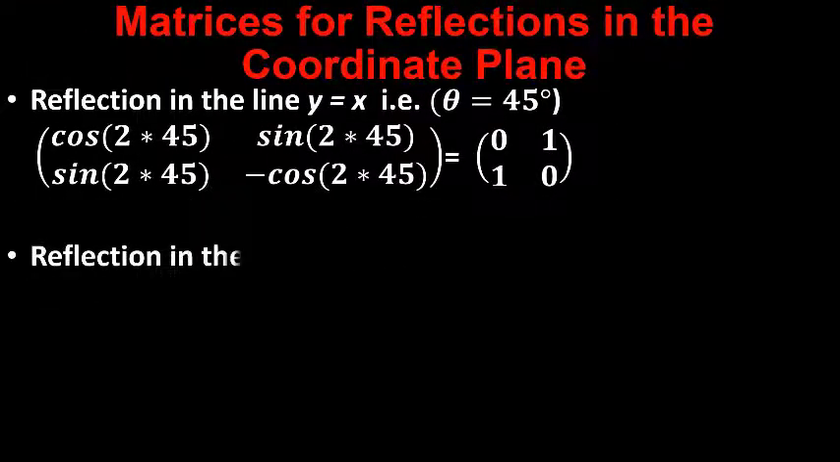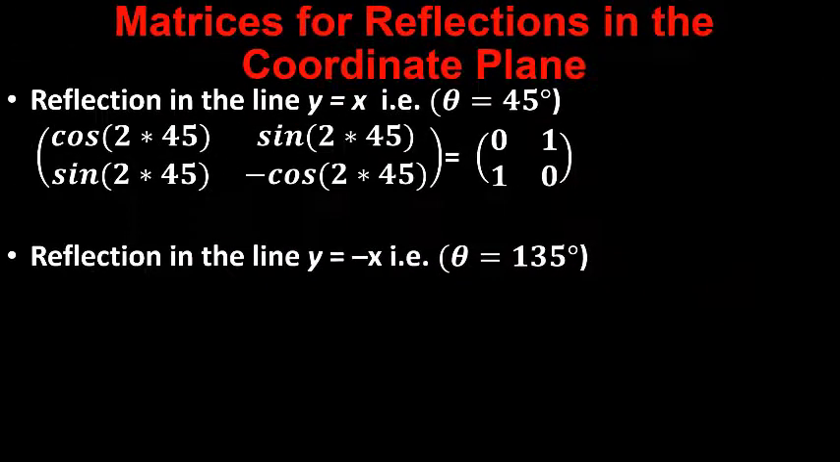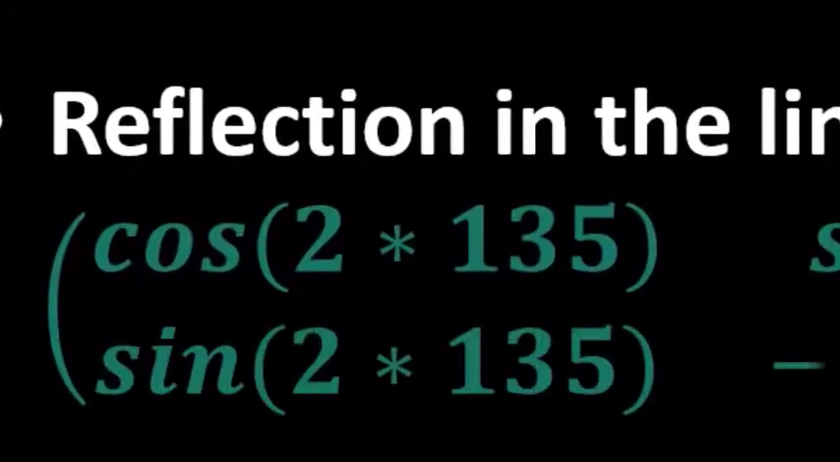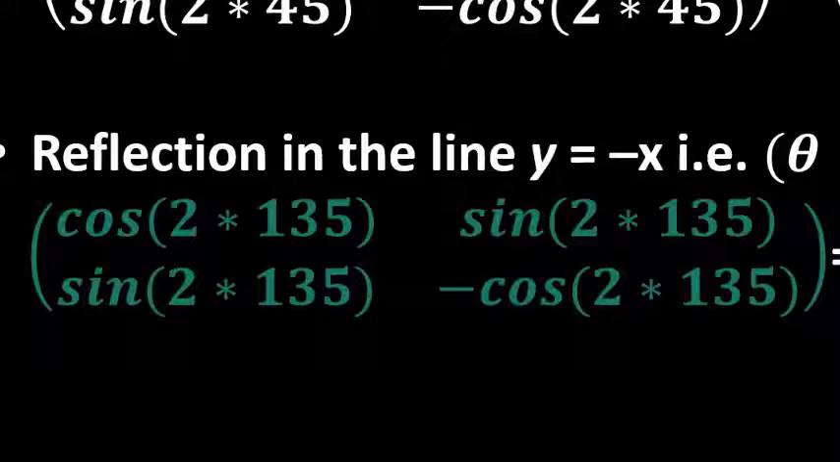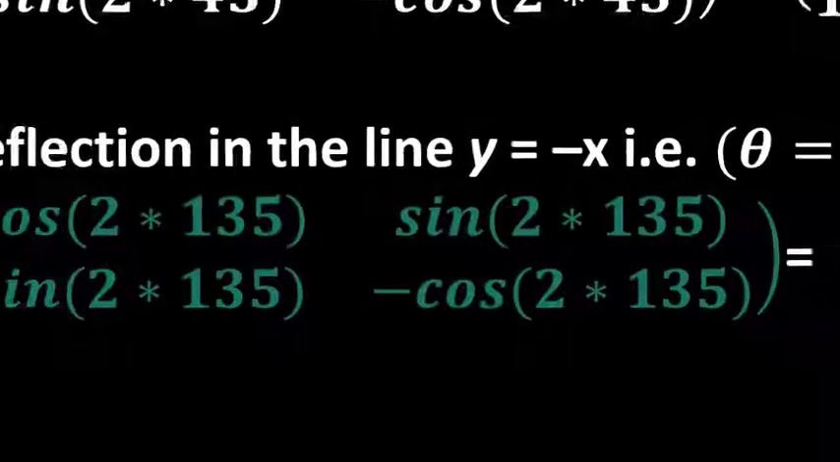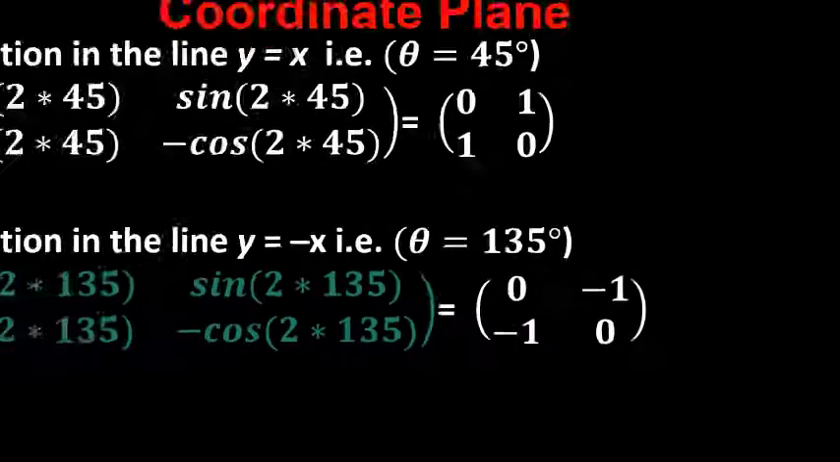Reflection in the line y equal to negative x. What is theta? Theta is 135 degrees. And we know that 2 times 135 is 270. Substituting in our formula, we have cos 270, sin 270, sin 270, negative cos 270. When we work that out, our resulting matrix will be 0 negative 1 negative 1 0.